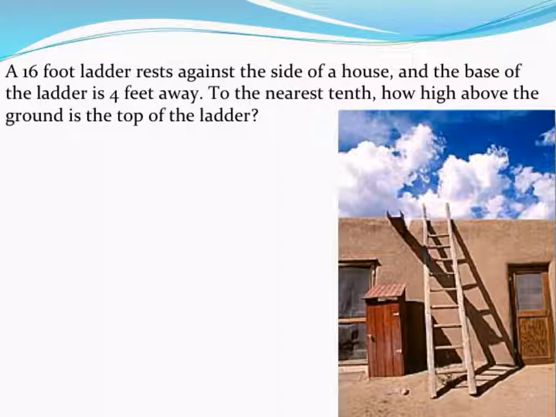So in this case, we have a 16-foot ladder leaning against the side of a house. The base of the ladder, the bottom of the ladder, is 4 feet away, and then the question is, once we round it, how high up the wall does the ladder reach?